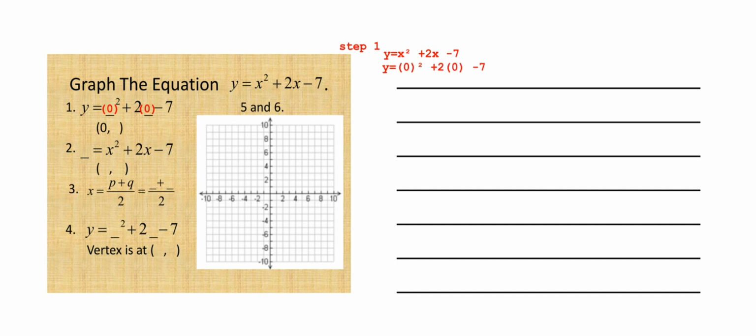So once again, I'm replacing the x value with a 0 since that tells me it's a y-intercept, right? When x equals 0. Now we get 0 squared, 0 times 0, 0, and 2 times 0, 0. So y equals 0 plus 0 minus 7, which is negative 7. So y equals negative 7 is our y-intercept.